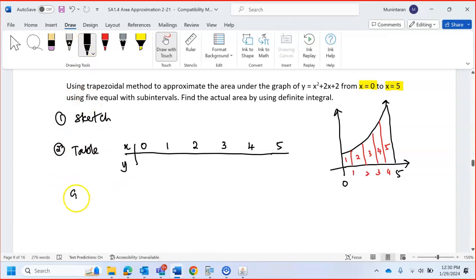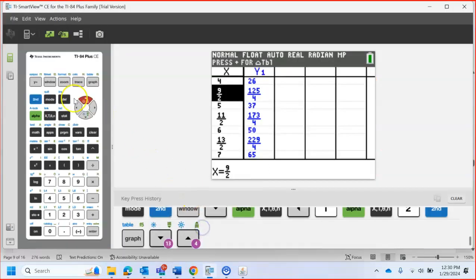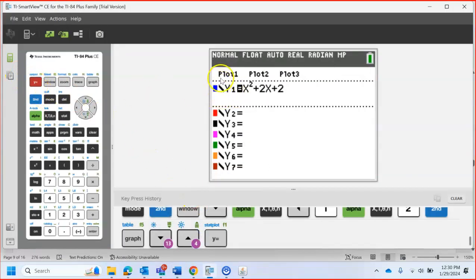All right, for an easy life, you're going to go to your GC. You key into your Y1 the function x squared plus 2x plus 2. Whatever function is given, you key in. Once you have keyed in, you press second graph.